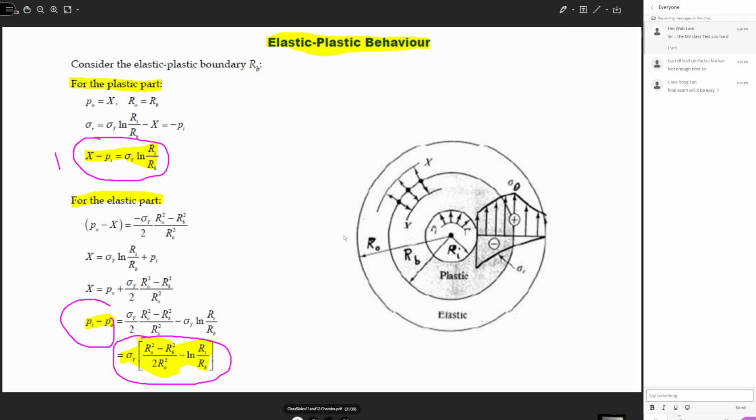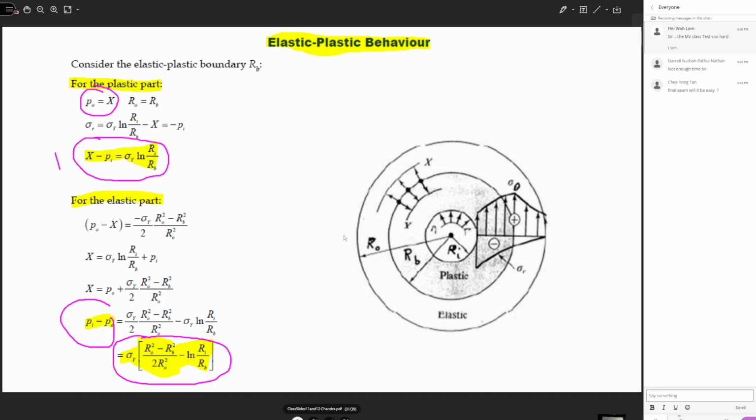Because P naught is equal to X, P naught minus Pi can be written as, so this is the same formula which we have seen, I'm sorry, for the plastic behavior. For the elastic conditions, this formula is there. So these are the expressions when the material is undergoing partly elastic deformation and partly plastic deformation.